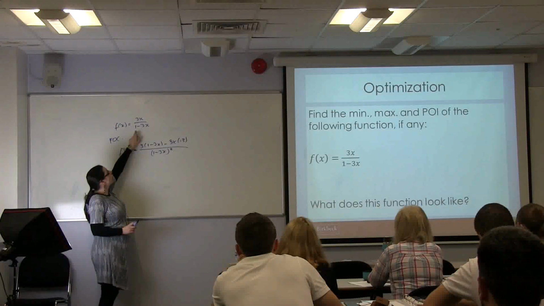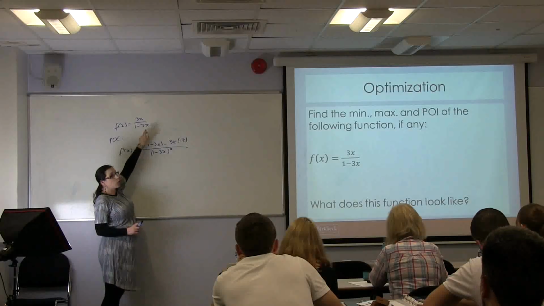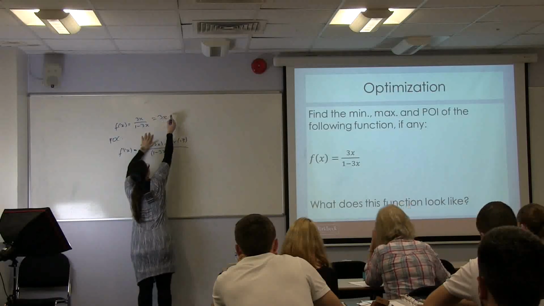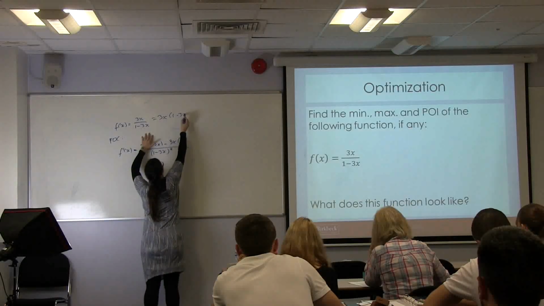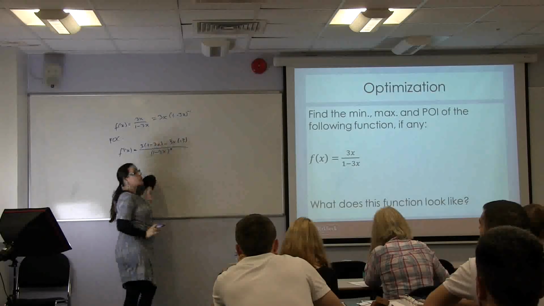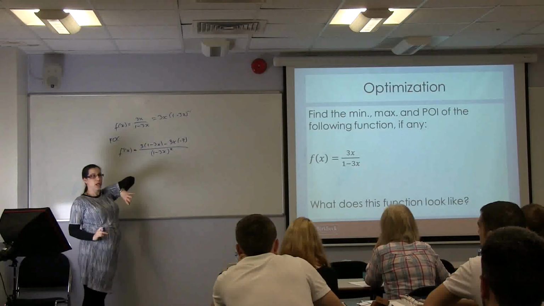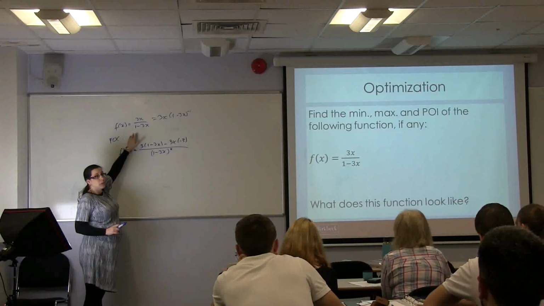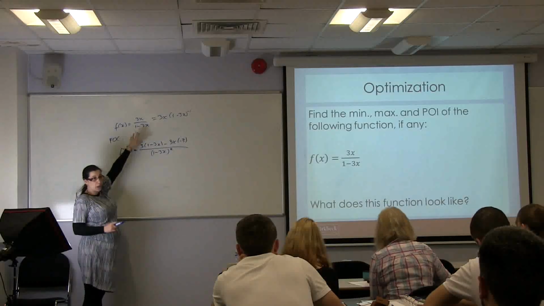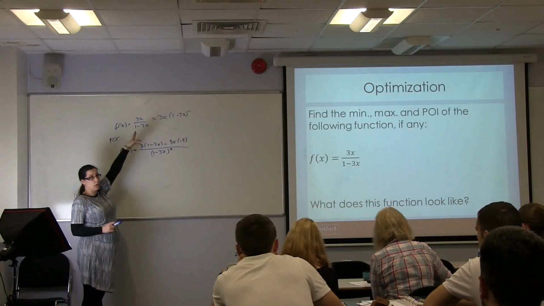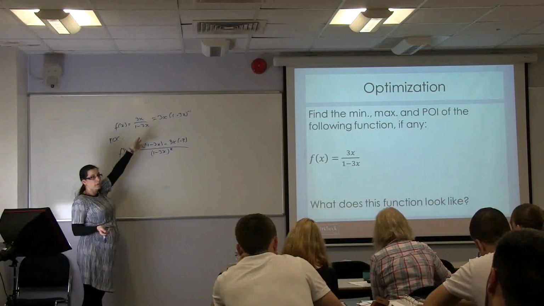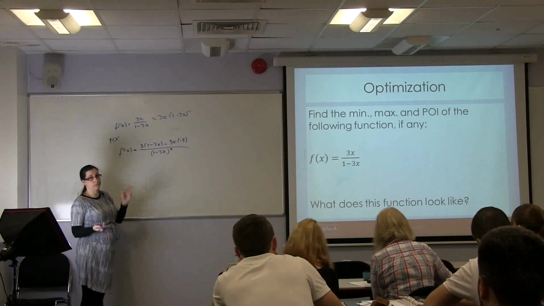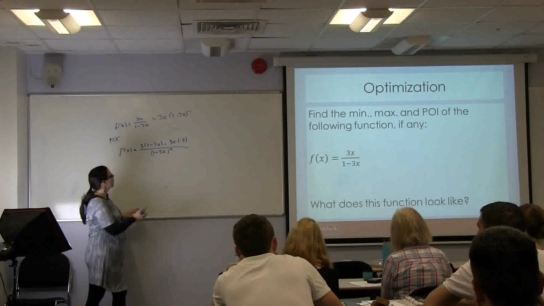I could do 1 minus 3x to the power of minus 1. So I could rewrite this as 3x times 1 minus 3x to the negative 1 and use the product rule. That's more or less true for every quotient function. If you prefer the product rule, you can just rewrite it and do it that way. But we will have to solve it anyway, so you're going to have to bring it back to the fraction form. So it doesn't make much difference.